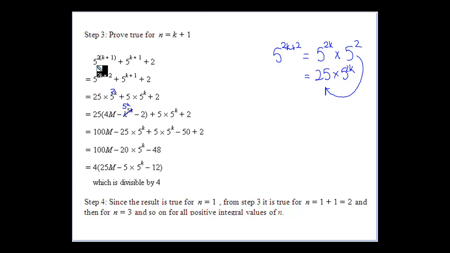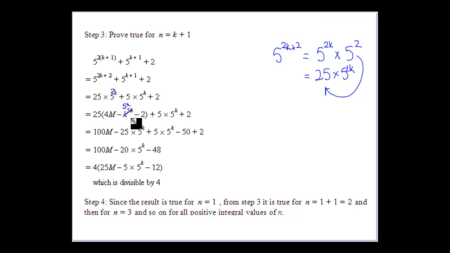So we start off with 5 to the power of 2 lots of k plus 1, plus 5 to the power of k plus 1, plus 2. So that's 2k plus 2, which we could write as 25 times 5 to the power of 2k. When we rearrange and manipulate and decompose it, we've got 5 lots of 5 to the power of k, plus 2. Notice we want to try and get everything back in terms of 5 to the power of k. So we know that 5 to the power of 2k is equal to 4m minus 5 to the power of k minus 2 from step 2.